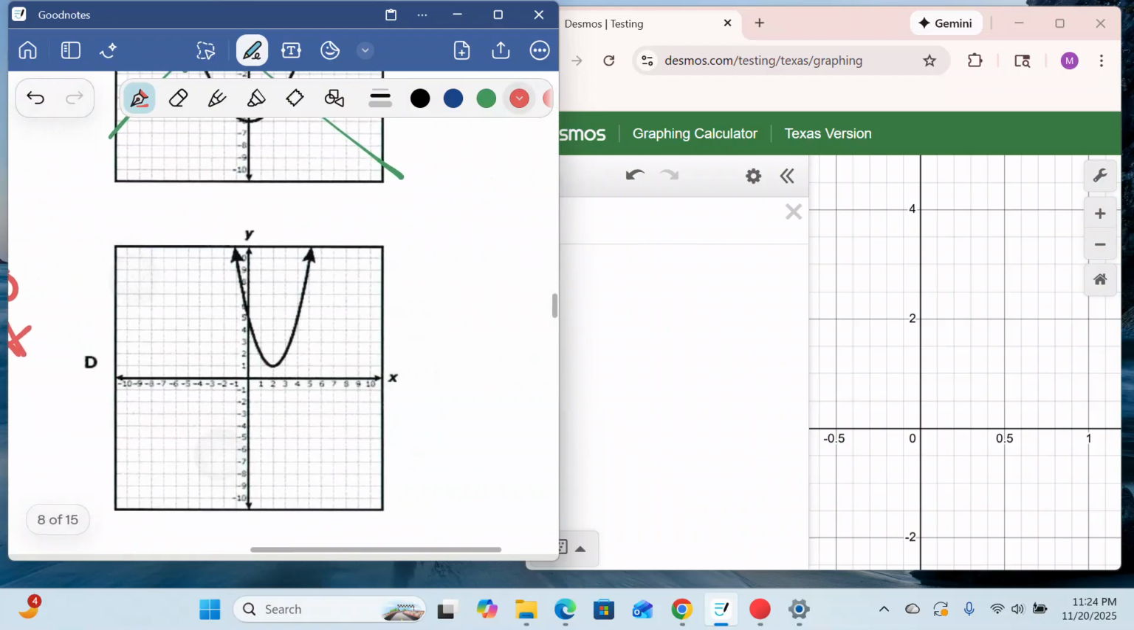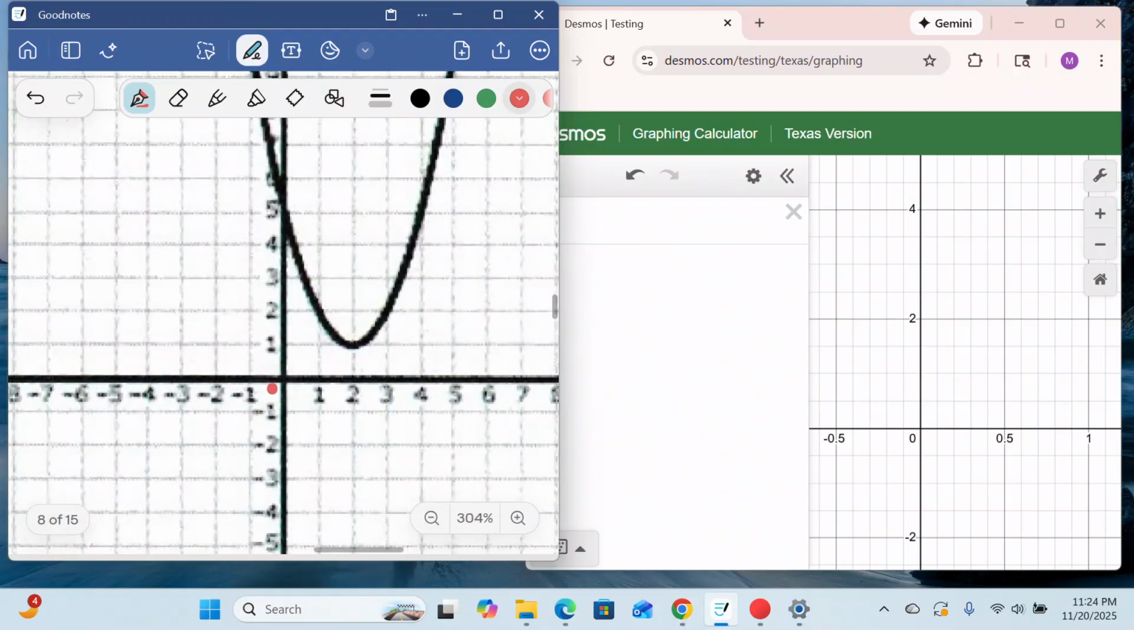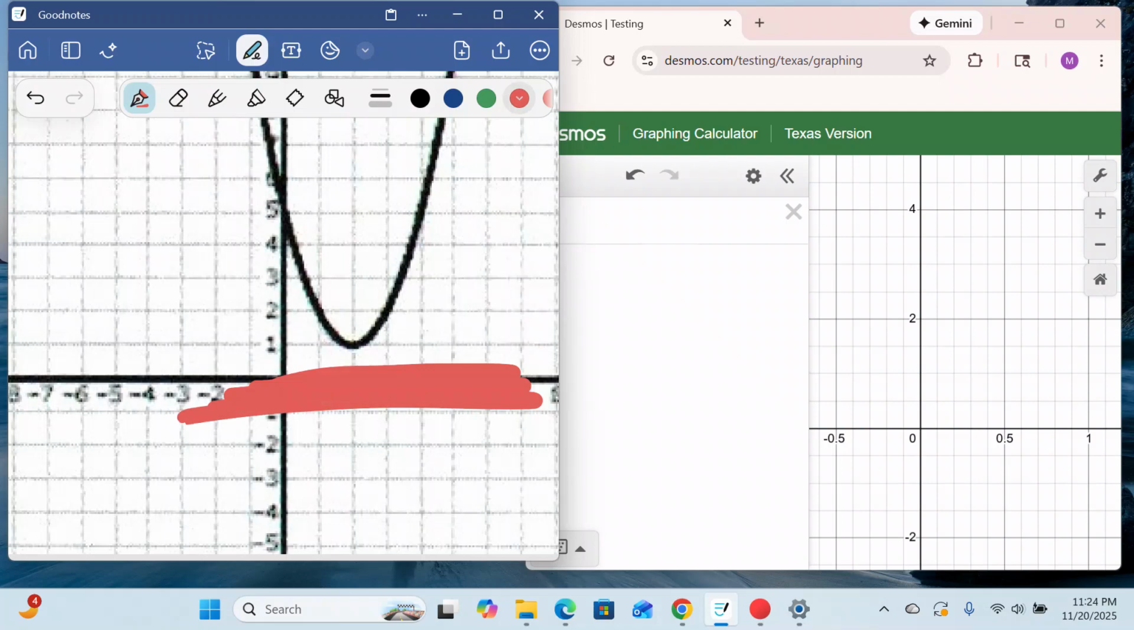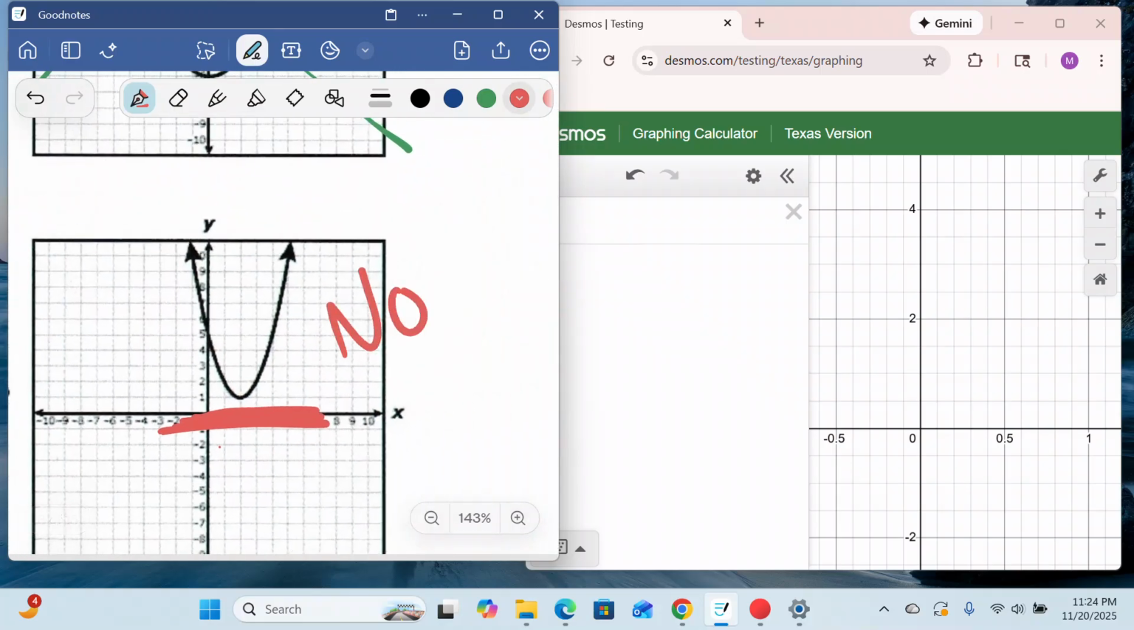If I look at D, does this one only have one zero? Nope, it doesn't even cross my x-axis. I want it to cross my x-axis. It doesn't even reach my x-axis. Look at my red. It doesn't even reach it. So this one actually has no zeros, or no x-intercepts.